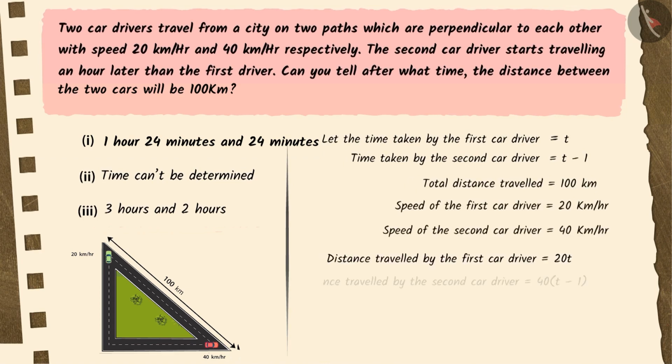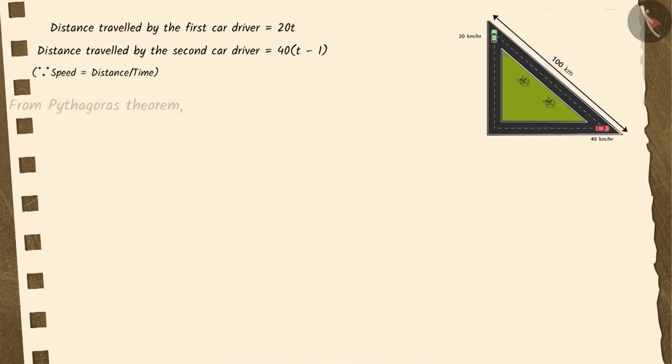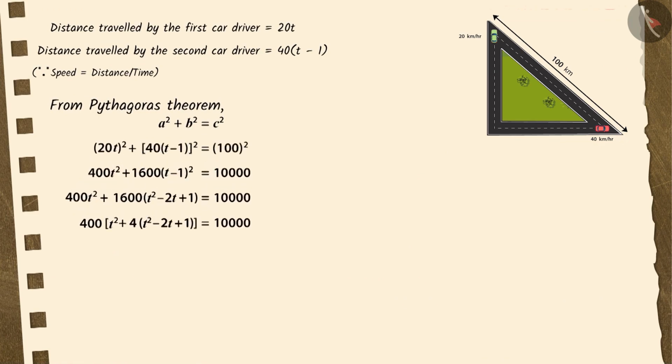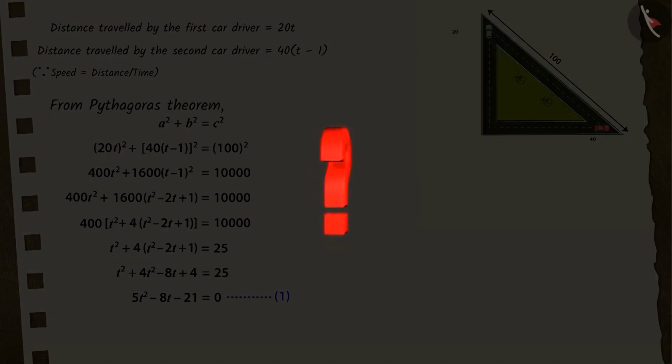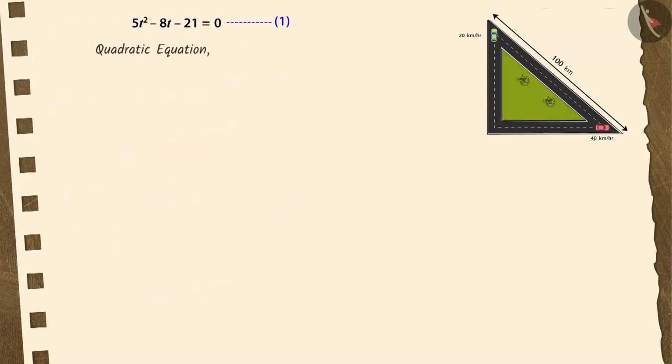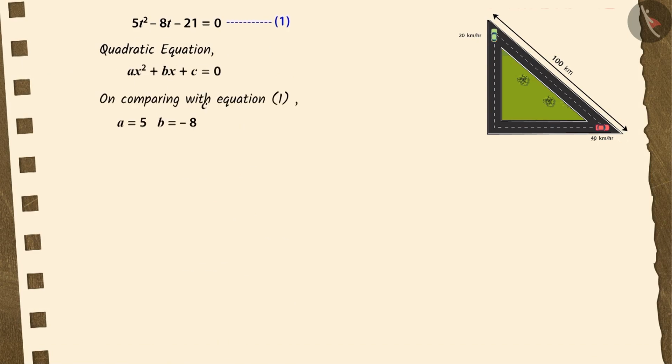Let us express the given information in algebraic form. Hopefully, you have also made the same quadratic equation. Find the time taken by the driver using the quadratic equation. First of all, we will write the values of a, b and c by comparison to the standard quadratic equation, where the value of a is 5, the value of b is negative 8 and the value of c is negative 21.